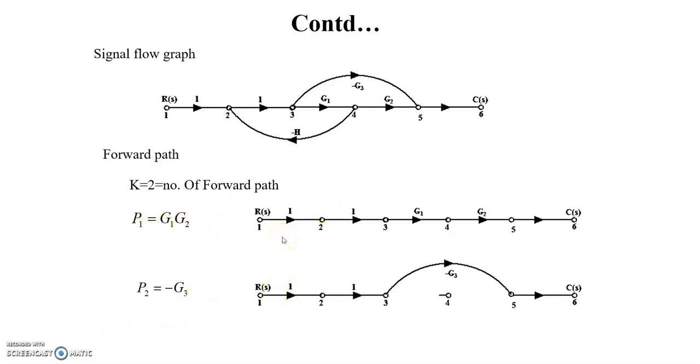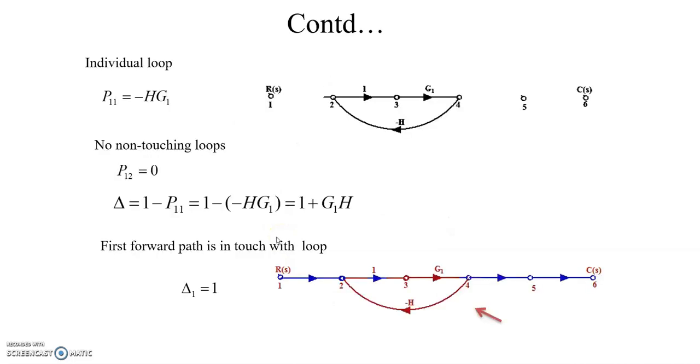Next, the non-touching loops and individual loops. First, you can find the individual loops. The individual loop is only 1, so P11 is equal to minus G1H. Minus G1H is the individual loop gain product. The next one, 2 non-touching loops, is not there in this problem, so P12 is equal to 0.